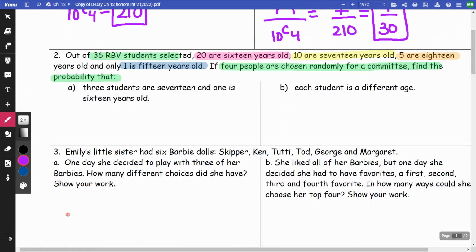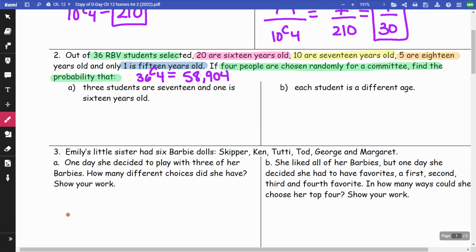So first off, let's see all possible outcomes. All possible outcomes are going to be 36 choose 4, and 36 choose 4 is equal to 58,904. So that's all possible 4-person committees, choosing from 36 people. Now that's going to be our denominator.